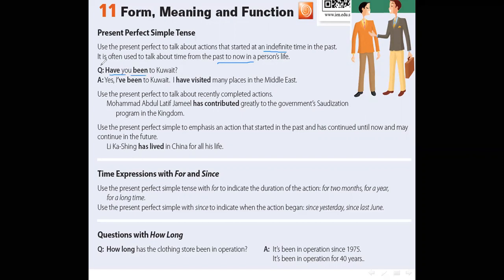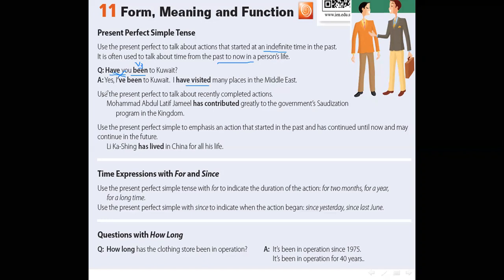Here we use the verb to have plus past participle, the third form of the verb. What about the answer? I have been to Kuwait. I have visited many places in the Middle East.